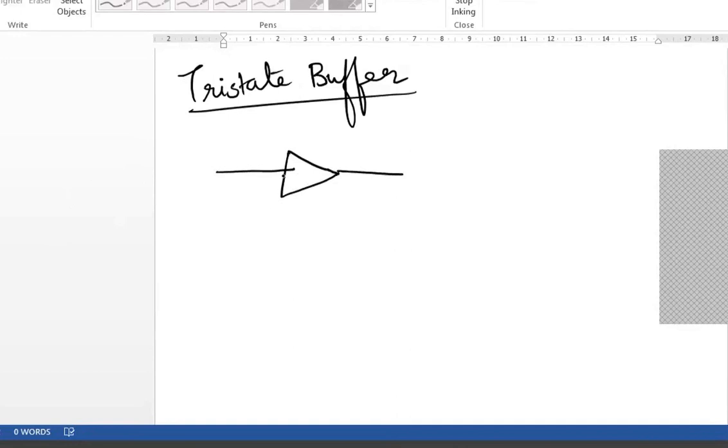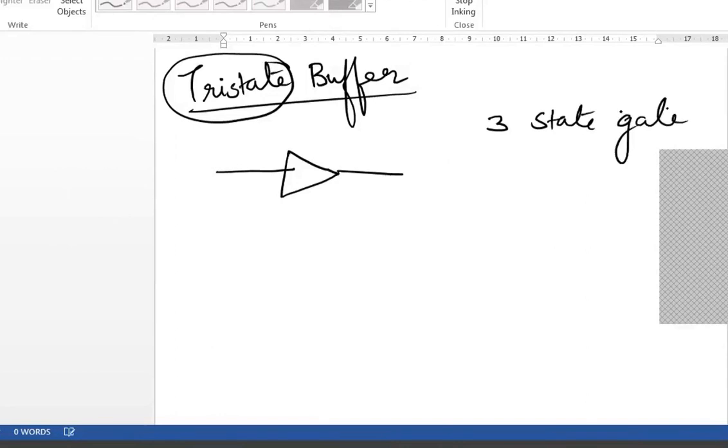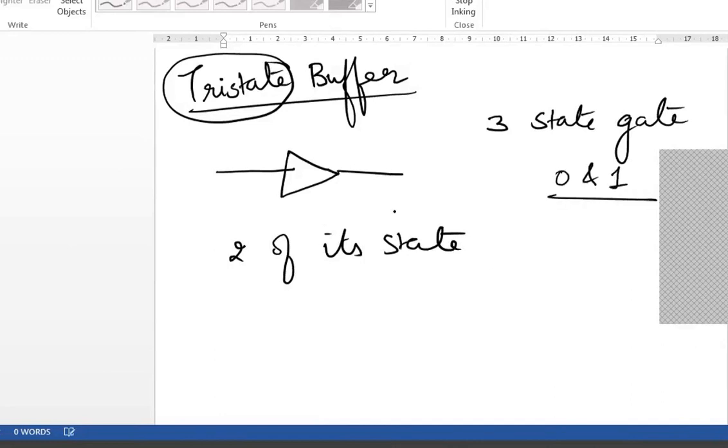When I talk about tri-state, yes, it includes delay. Now, the tri-state buffer gate is somewhat different from your normal buffer gate. It has 3 states involved. It's a 3-state gate, right? Two of its states are signals equivalent to logic 1 and 0. Those 2 states would just be signals 0 and 1.